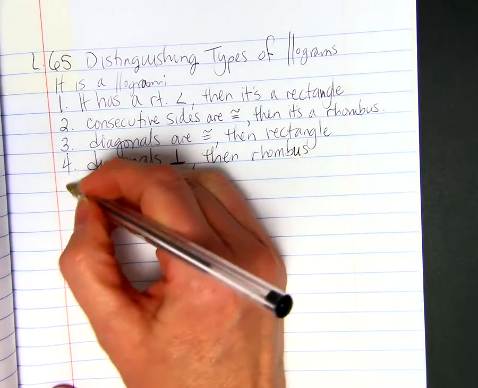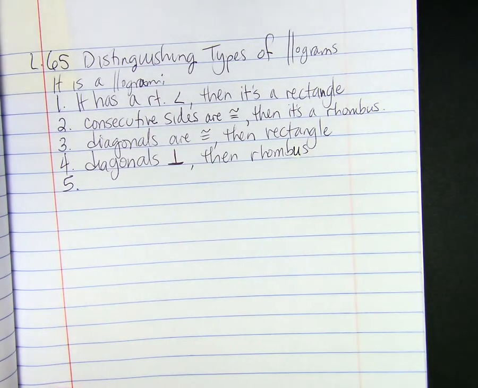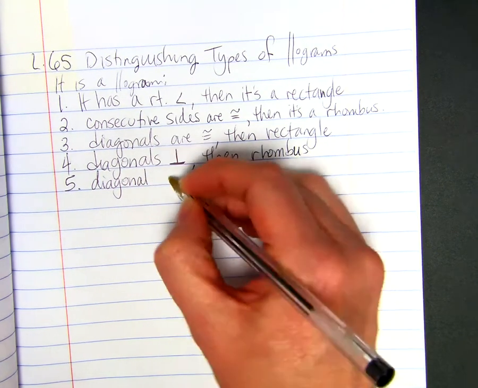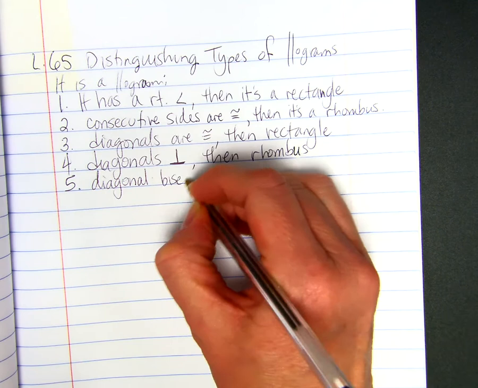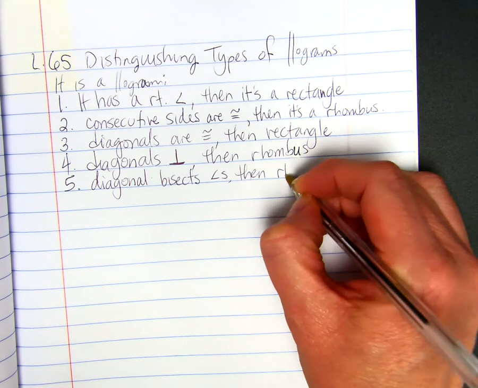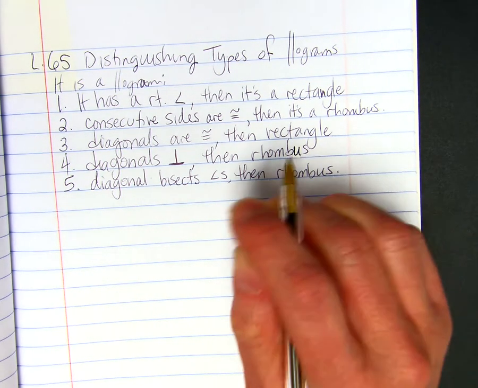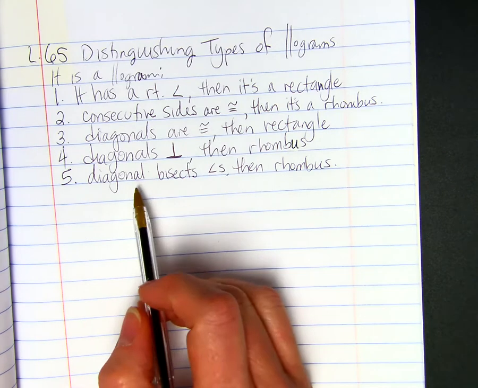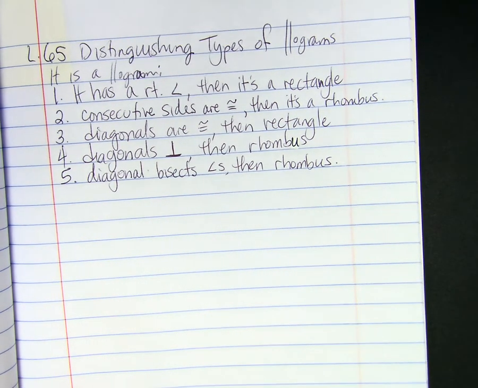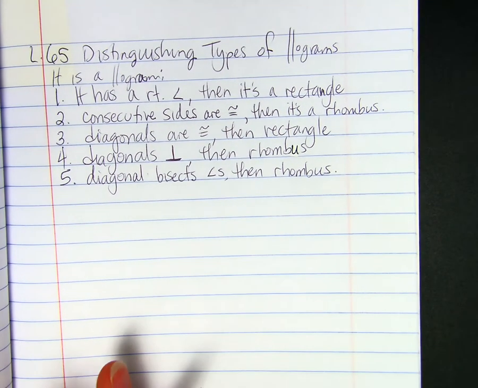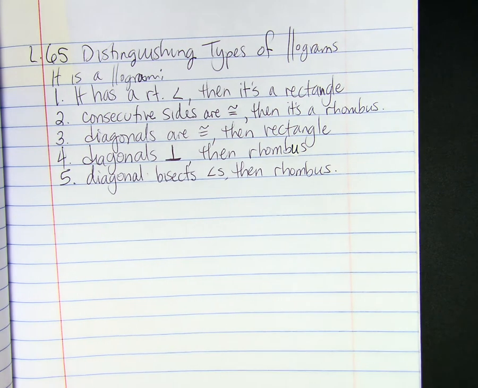No, it's a U. And then if the diagonals bisect the angles, then it's a rhombus. If a diagonal, so not diagonals, but if you just have one diagonal that bisects another angle, then it's a rhombus. So you can use all of these properties to solve problems or to answer questions, obviously.